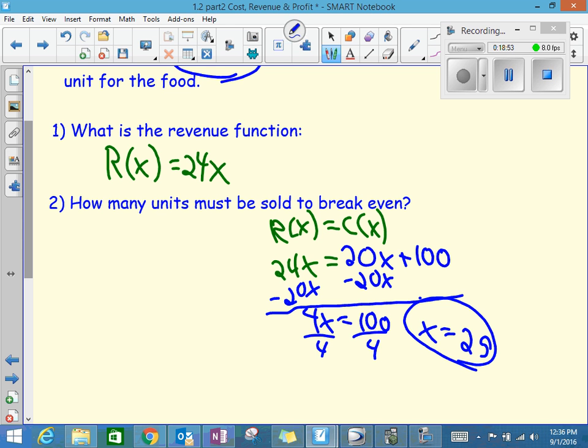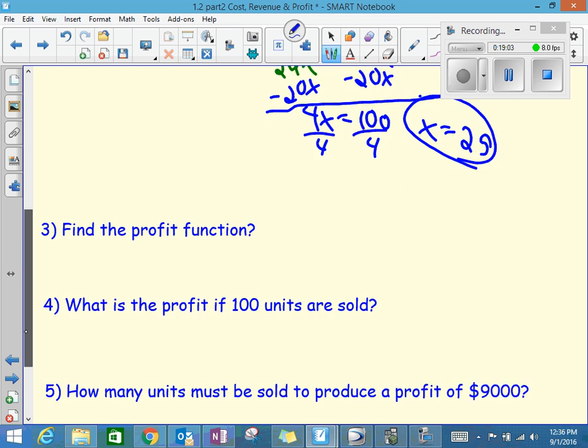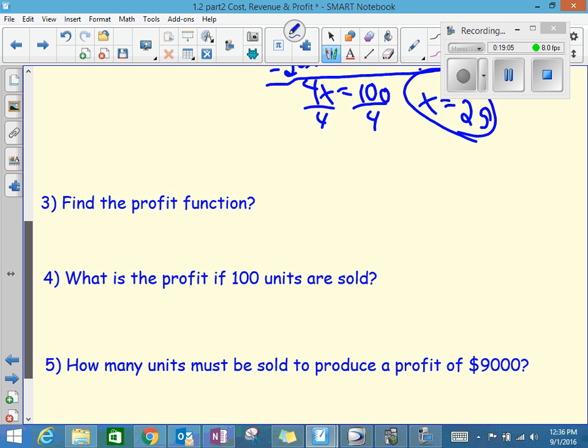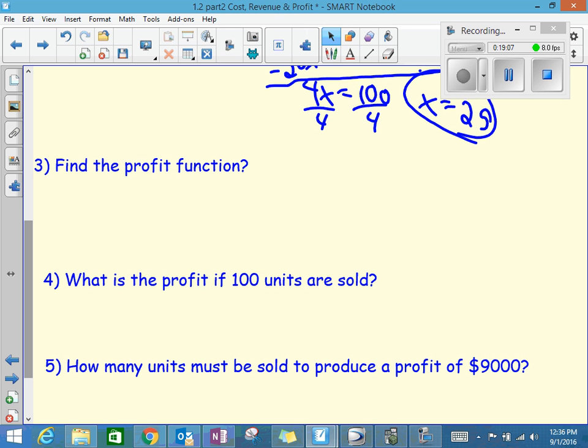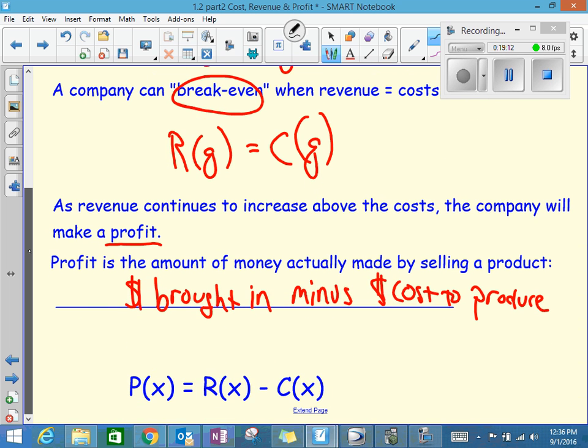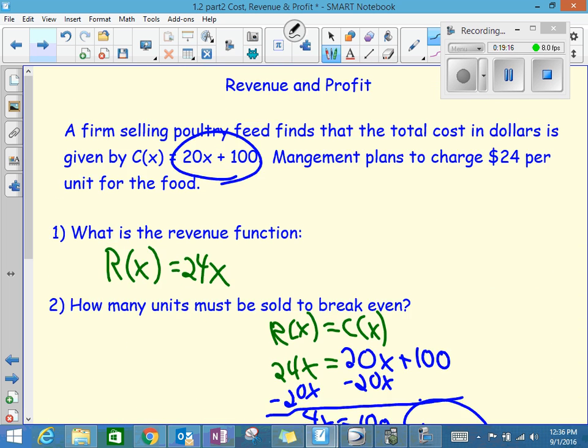So as they sell more than 25 units, they're going to realize a profit. If they sell less than 25 units, they've lost money because they have put out more money than they brought in. Okay? So find the profit function. So what was our equation for the profit function? If you look back at our notes, profit was R(x) minus C(x), right? So revenue minus cost.